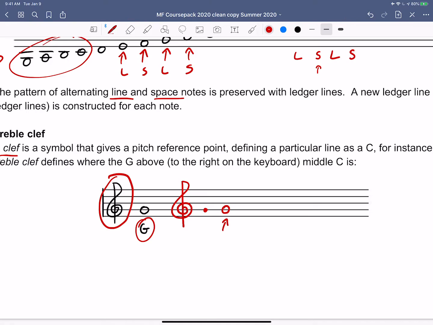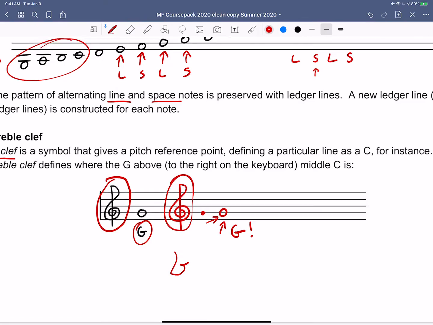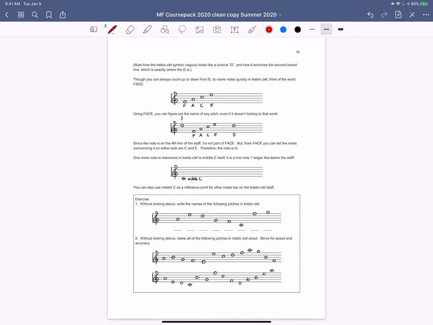And if you can believe it, way back in the day, the treble clef looked something kind of like that, which very roughly looks like a cursive capital G. And in fact, this clef evolved from the letter G. And what it's doing is it is not only emphasizing this location, but it is defining this location as G. So if we know that that note is G, we can figure out where every other note is on the staff. So let's turn the page and see how that works.